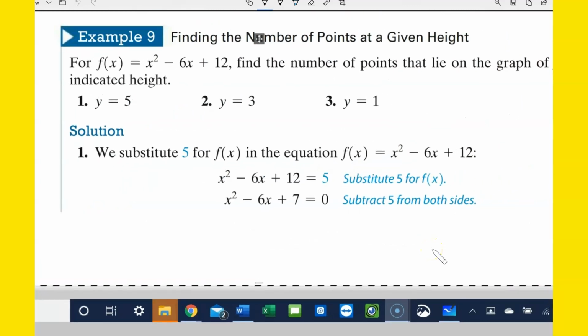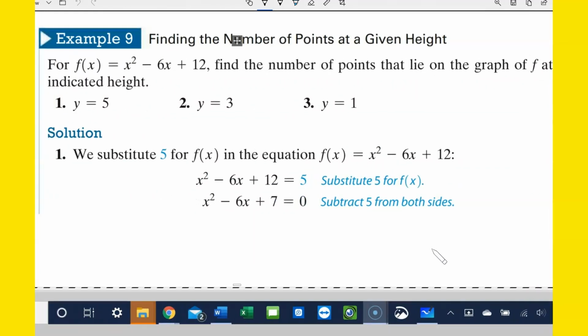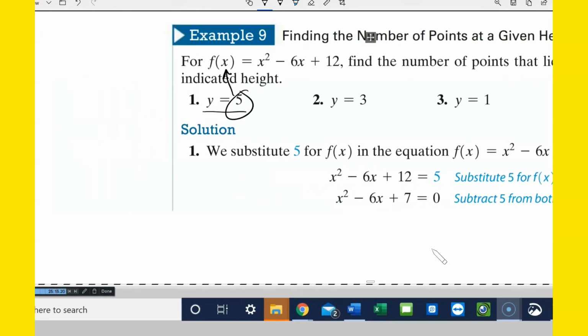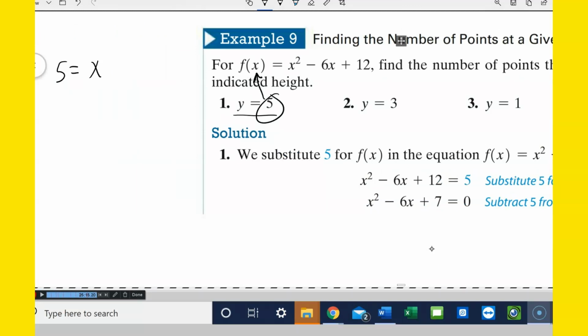All right, this problem says for this quadratic function, find the number of points that lie on the graph of f at the indicated height. So how many points are on this graph at this height? That means I'm plugging 5 in for y, in other words, f of x. So I've got 5 equals x squared minus 6x plus 12. Now it doesn't actually ask me to find the values of x at that indicated height. It just asks for the number of points, which means all I have to do is use the discriminant.